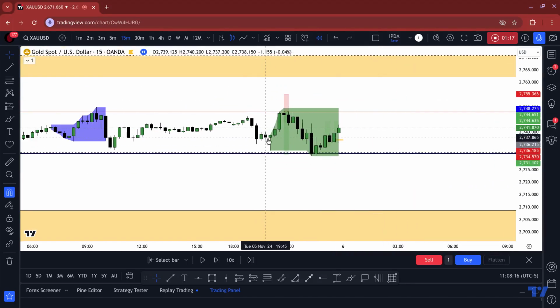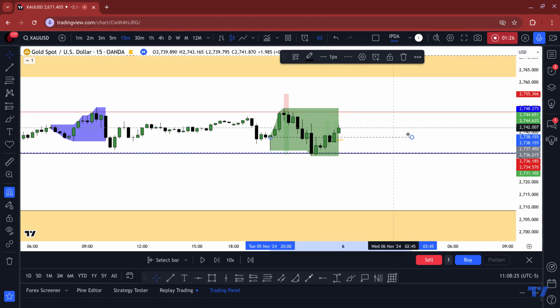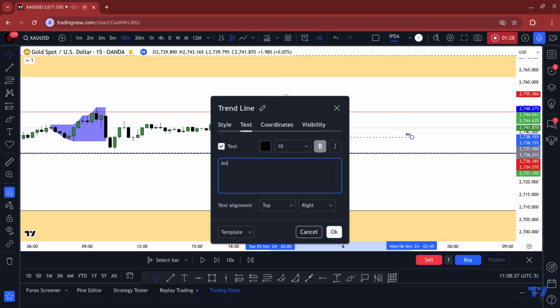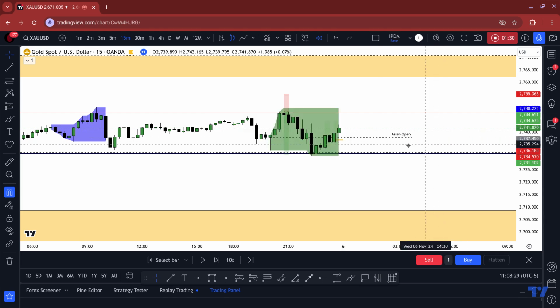So, though we saw sell side raided going into the Asian session, this is the start of the Asian session. Let's mark that off. This is the start of the Asian session, so that's the Asian session open. Anything above it is going to be a premium. Anything below it is going to be a discount.